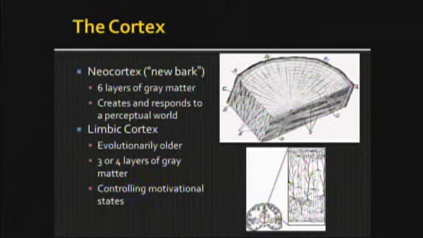We also have the limbic cortex, and the limbic cortex is kind of like a primordial or evolutionarily older cortex. So again, you can imagine as we've evolved as a species, species that are lower down evolutionarily will have limbic cortex, but they won't necessarily have neocortex. So limbic cortex is the precursor to neocortex. It consists of 3 or 4 layers of gray matter that control motivational states. And this is what is kind of covering those limbic regions. So we have neocortex and we have limbic cortex.